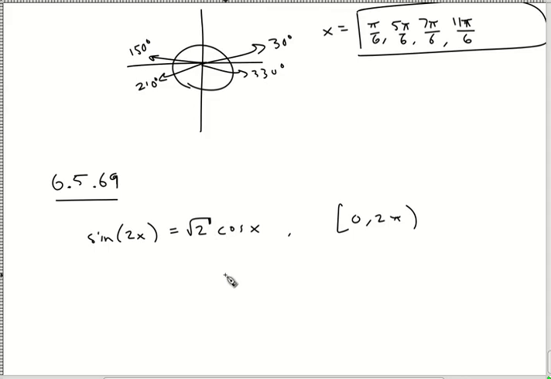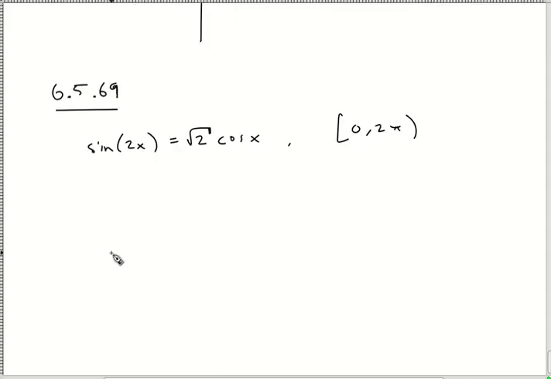Okay. So this one's a little different because I have the sine of 2x and then I have a cosine of x. You can't mix them very well. So I'm going to reduce this down with a formula. Sine of 2x is 2 sine of x cosine of x. There's actually one that I've memorized.